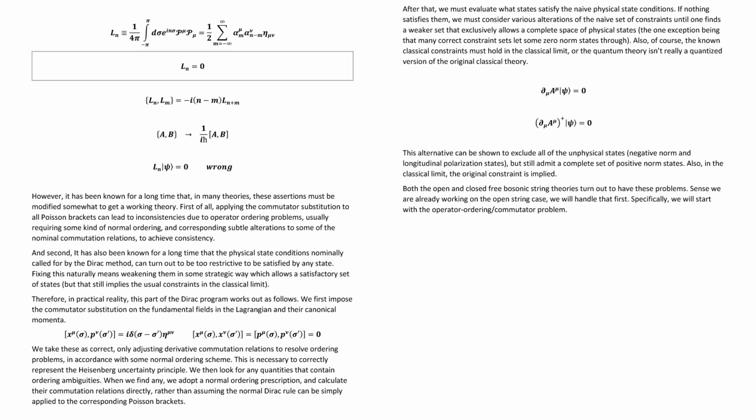Both the open and closed bosonic string theories turn out to have these problems. Since we're already working on the open string case, we'll handle that first. Specifically, we'll start with the operator ordering / commutator problem. We can see that there are no ordering ambiguities in the formulas relating x mu and p mu and alpha n mu, so the Dirac commutator rule holds there. You can also easily confirm this directly by calculating.